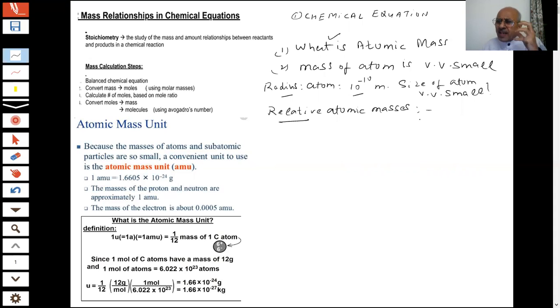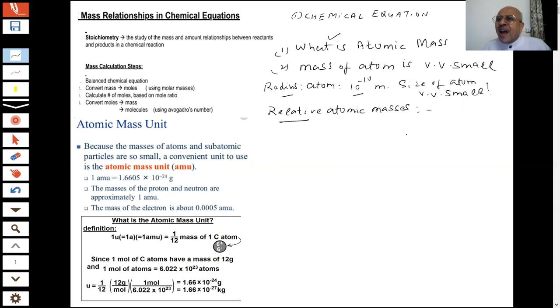Say in a class there are 50 students and I take one student as my standard reference point, and compare the heights of the other students. This one is taller than this one by this factor, and this one is less tall than this student by this factor. So we do a relative scale. We are saying, relative to hydrogen, how much heavier is oxygen? Relative to hydrogen, how much heavier is sodium?